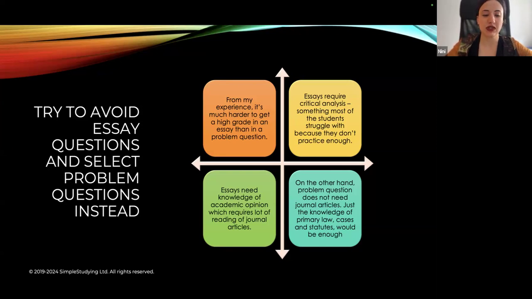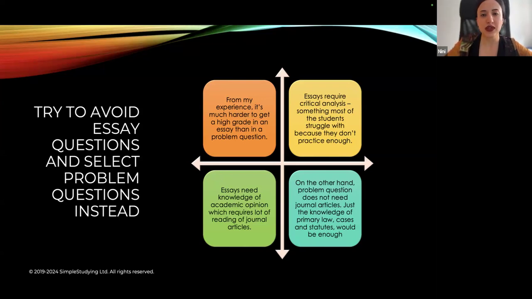That means that you must be reading not only cases and statutes, but you must also be reading journal articles. And sometimes it's not even possible because there are so many cases and statutes that you must be reading and learning that you just simply don't have time to read that many journal articles. And the worst thing is that you don't even know which essay you're going to get. So you don't even know what kind of journal articles you should be reading.